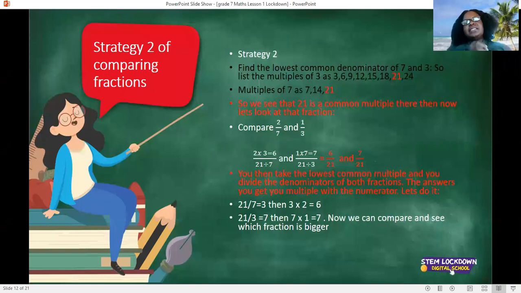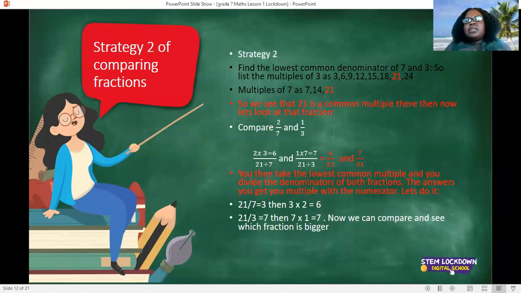So you list the multiples of 3. I listed them here. You can see it's 3, 6, 9, 12, 15, 18, 21, 24. Okay, I just moved on to 24, just in case you get carried away in listing your multiples. And then the multiples of 7 is 7, 14, 21. So the lowest common multiple here is 21.